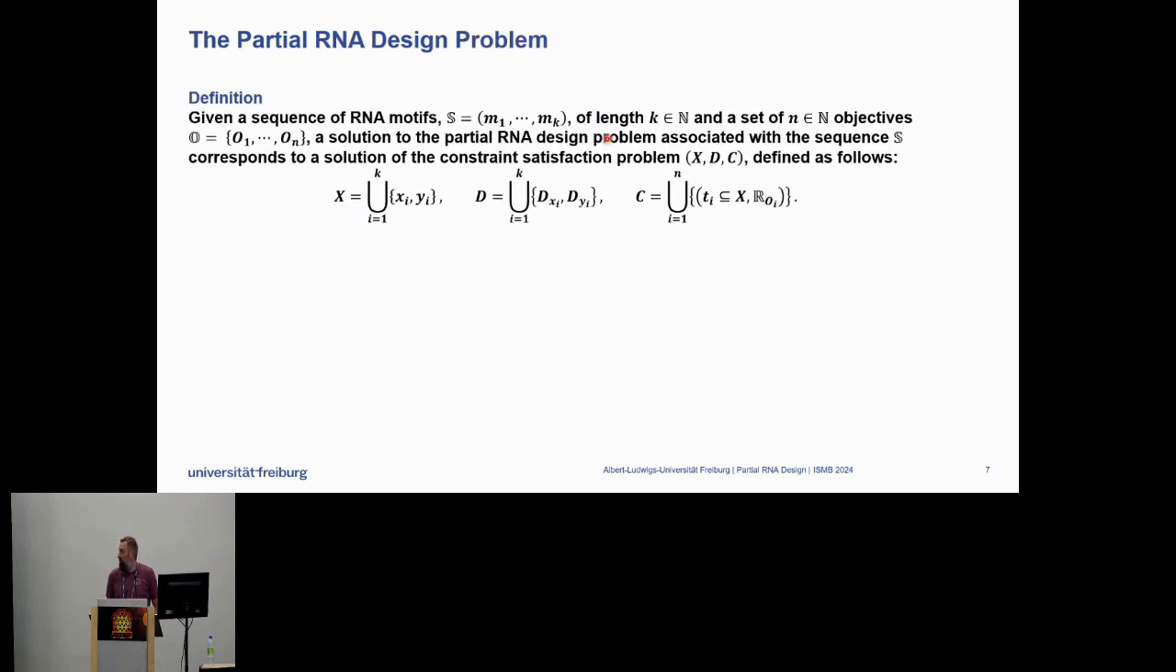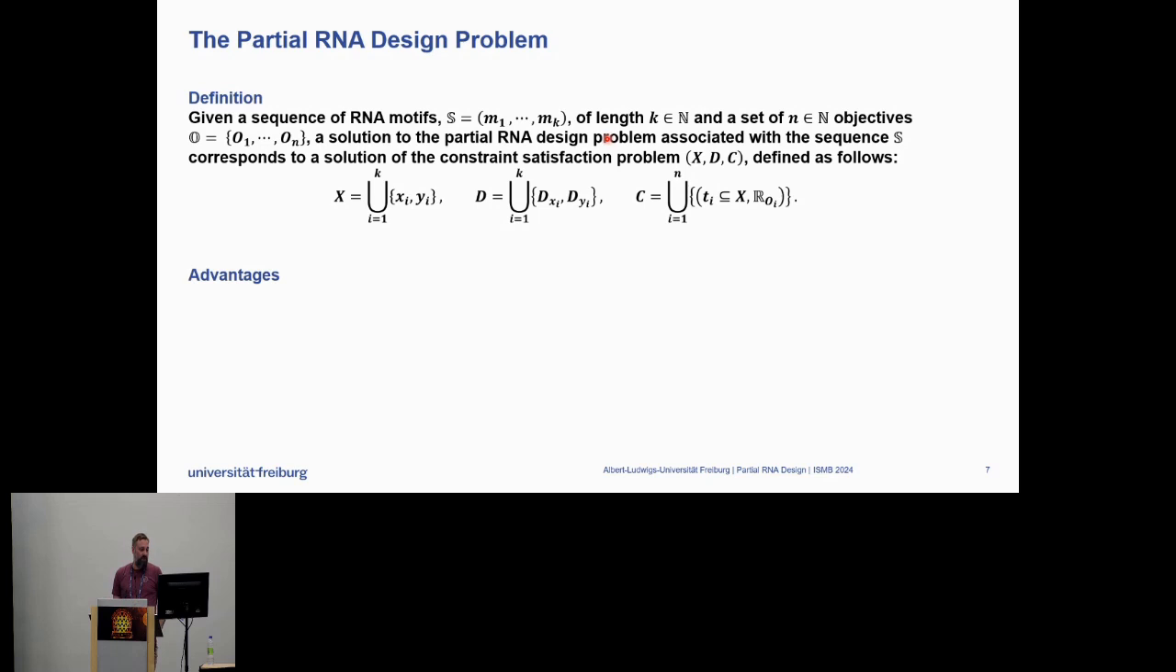So formally, this problem is defined as given a sequence of RNA motifs and a set of objectives, the solution to the partial RNA design problem is actually a solution to the constraint satisfaction problem defined by our variables in the set X, their corresponding domains of values in the set D, and a set of constraints that are defined by our objectives.